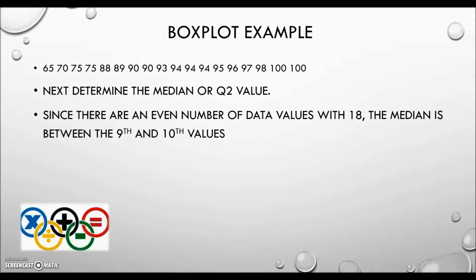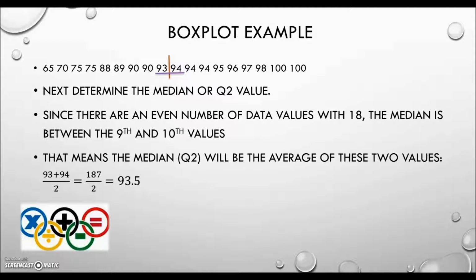Next, we need to determine the median or the second quartile value. There is an even number of data values here with 18 in total, so the median will fall between the 9th and 10th values. When there is an even number of data values, to determine the median, we will find the average of the numbers on either side of the middle. So adding 93 plus 94, dividing it by 2, results in a median value of 93.5.